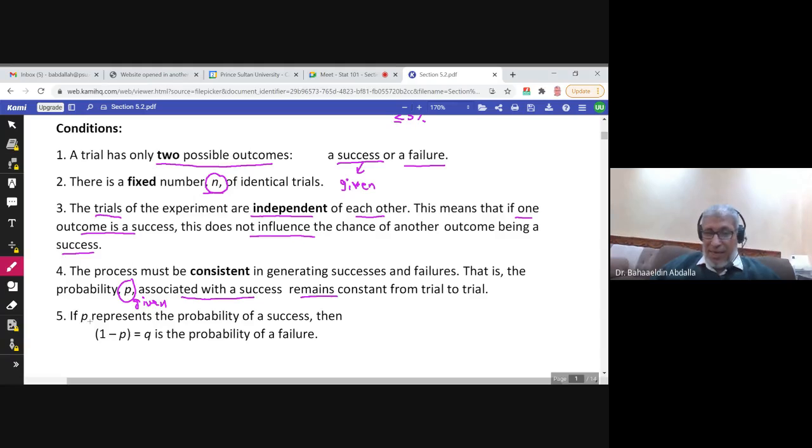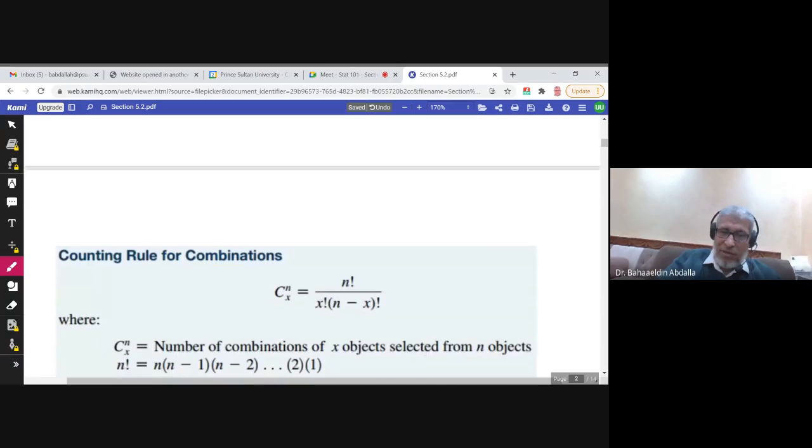Now, P is the probability of success. Q is the probability of failure. If P is the probability of success, Q would be the probability of failure. We only have 2 outcomes. So if the probability of success is P, what would be Q? It would be 1 minus P. So if 40% of students at PSU are not Saudis, then what is the percentage of Saudi? 100 minus 40%, 60% would be Saudi students. So 1 minus P.